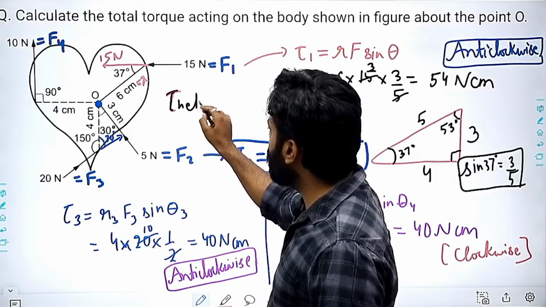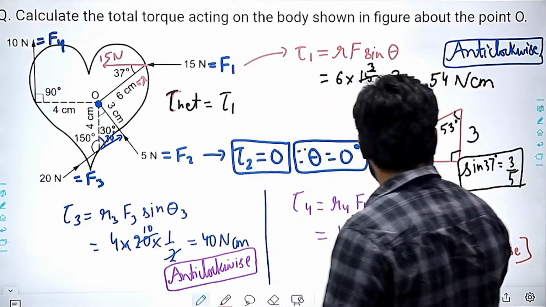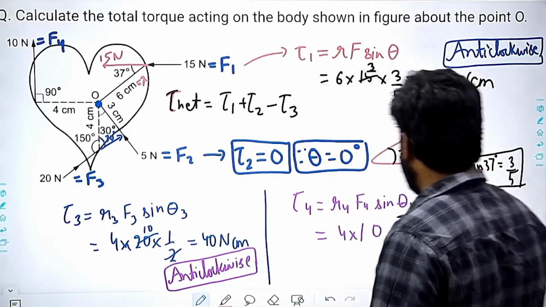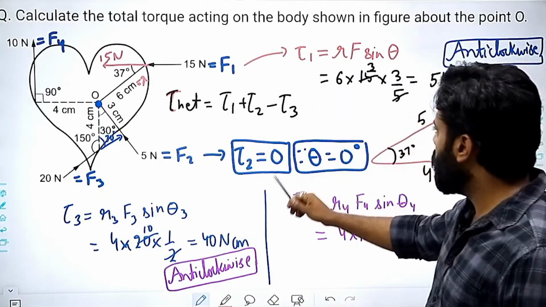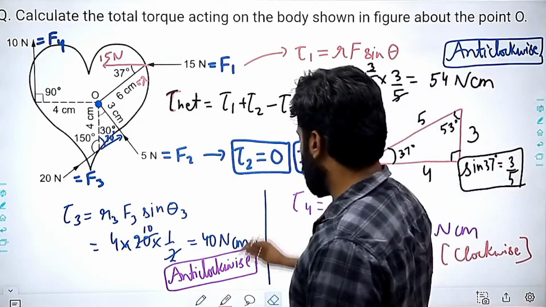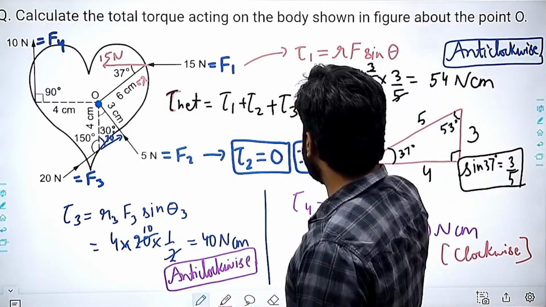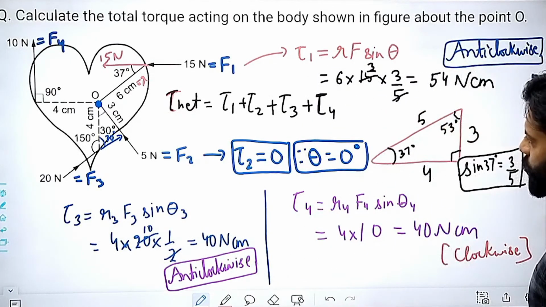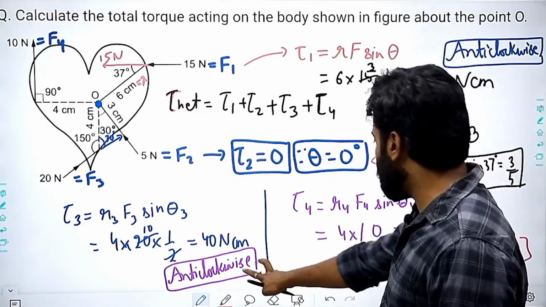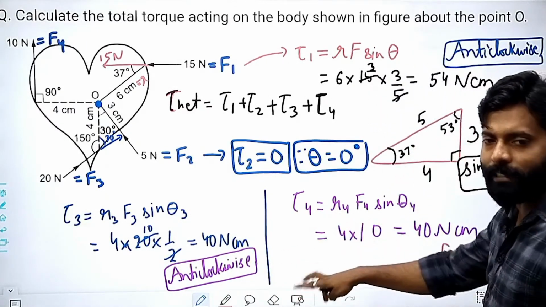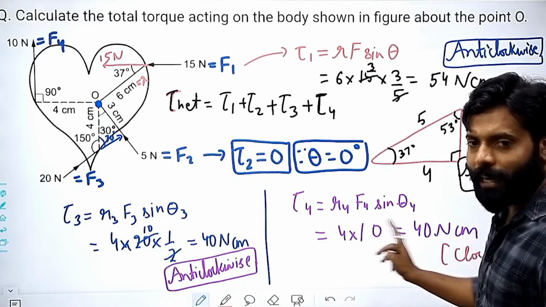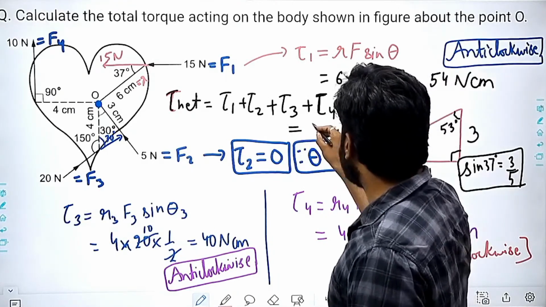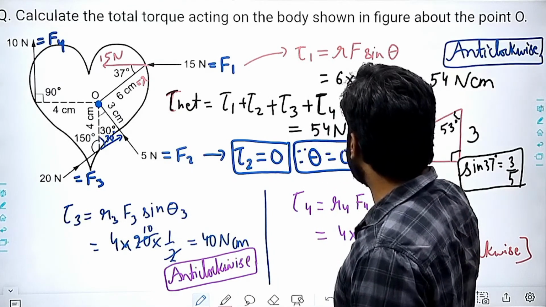So if I need to find out torque net, then what will it be? It will be torque 1 plus torque 2 minus torque 3, right? Torque 1 plus torque 2 plus torque 3 plus torque 4, let me write it, no problem. Torque 1 plus torque 2 plus torque 3 plus torque 4 is equal to 0, and as we know, this clockwise and this anti-clockwise will cancel out each other because the dimensions are same, and this torque is 0. So I can easily write that the answer will be 54 Newton centimeter.